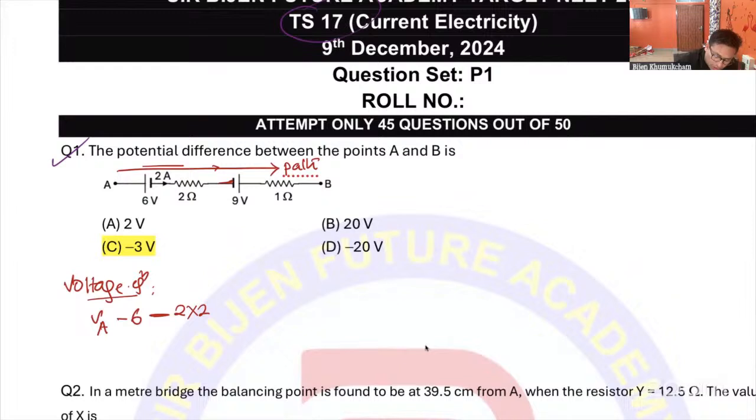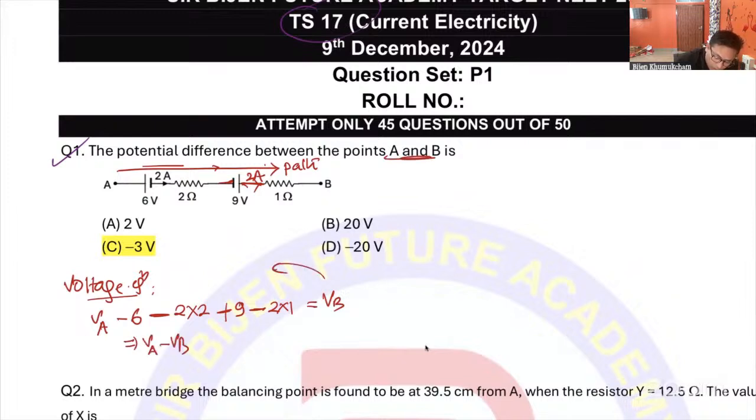Plus 9. The sign convention, recall why we choose negative and why we choose positive, I have already discussed inside the class. Then next, since it is a series circuit and there is only one path, 2 ampere current will flow here also. Since the direction of the current and the path are the same, we will use minus IR, that is 2 into 1. Now the path is complete, equals to VB. They are asking to find the potential difference VA minus VB.